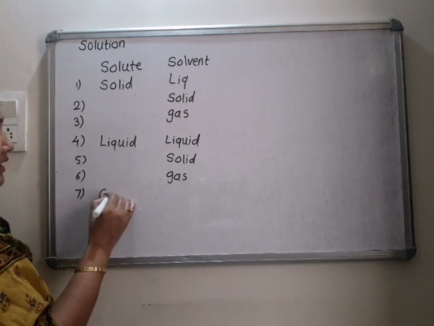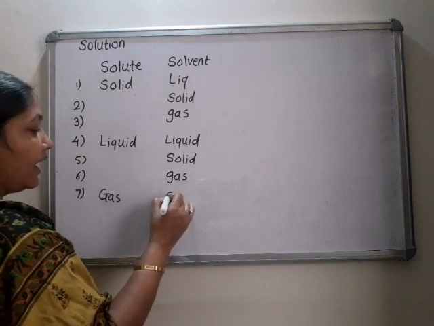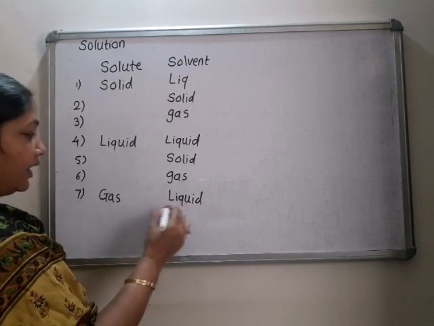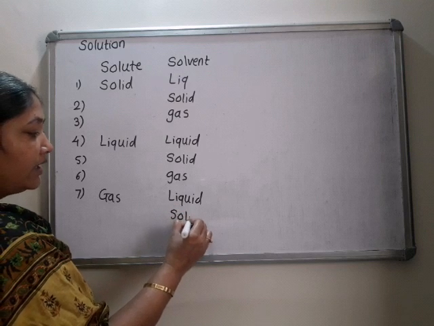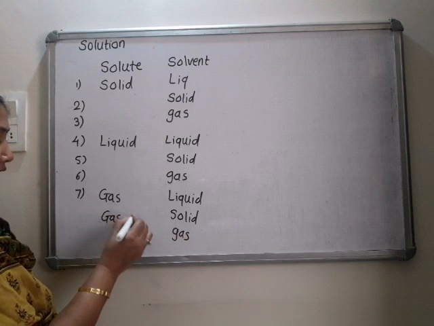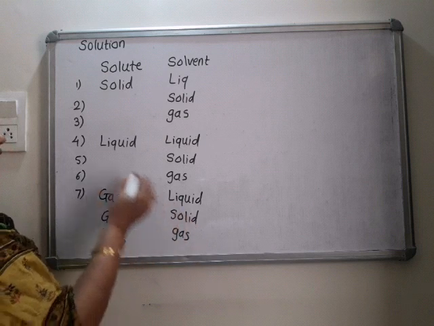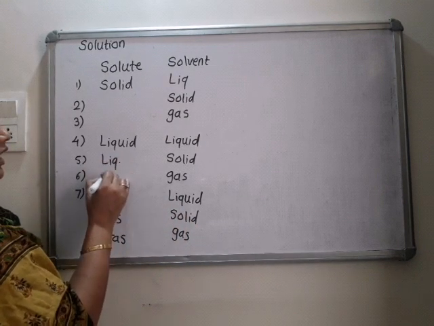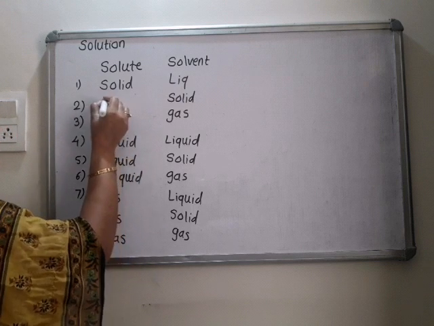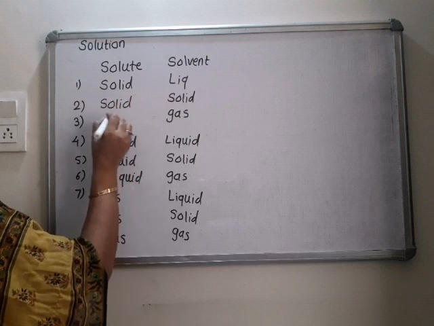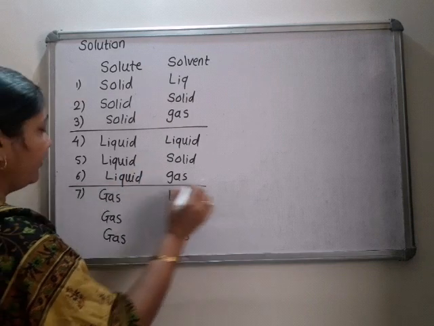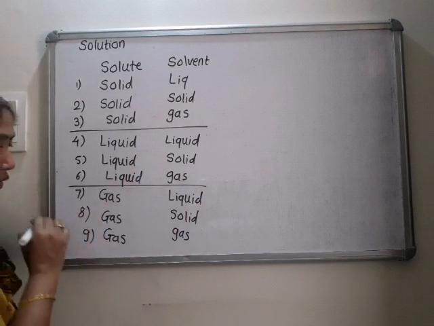Next one, gas is acting as solute now. Gas is added in liquid, gas is added in solid, and gas is added in gas. So gas in liquid, gas in solid, gas in gas. Liquid in liquid, liquid in solid, liquid in gas. And one more, that is solid in liquid, solid in solid, and solid in gas. These are 9 different types of solution.